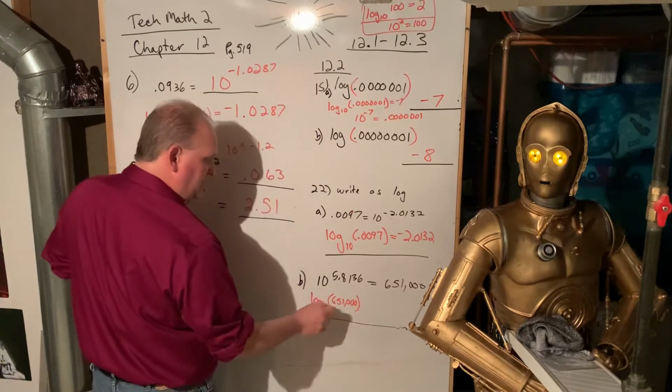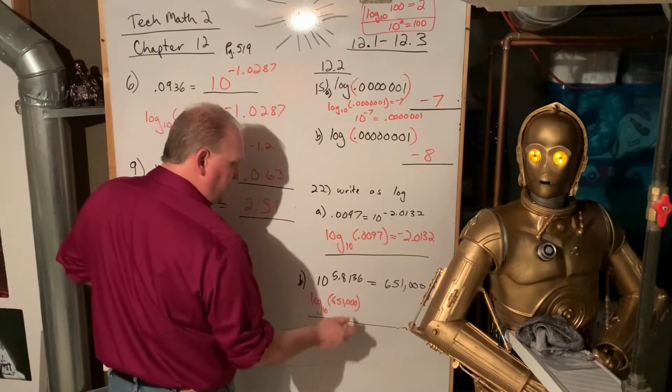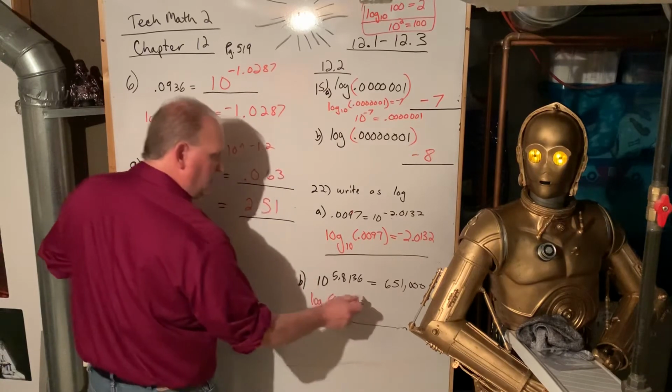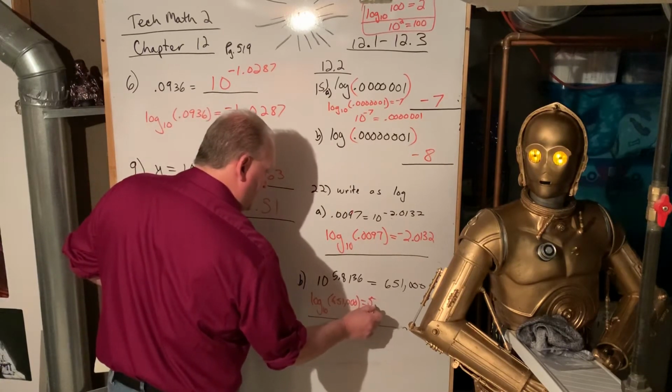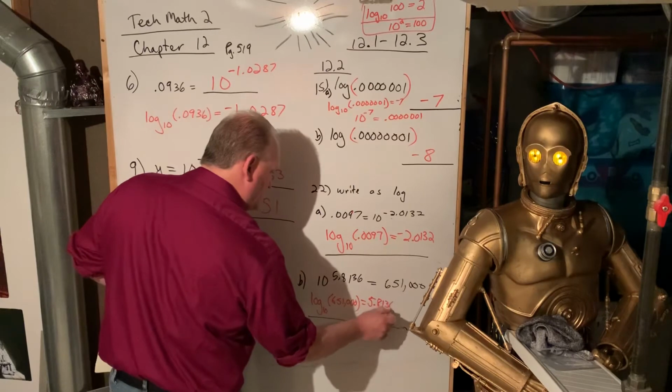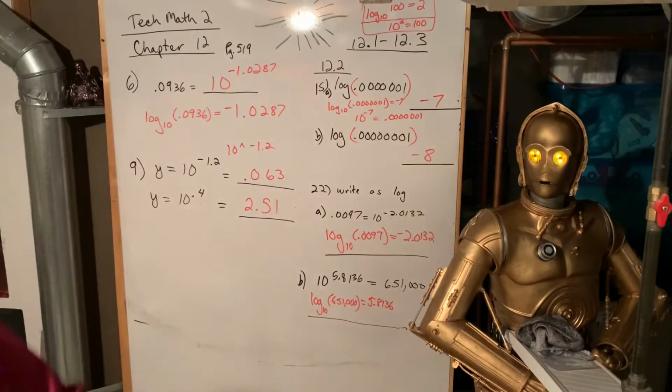So the log base 10 of 651,000 would equal almost 6, 5.8136. So not quite to the 6th power. Okie dokie. All right, well, that is 12.1 and 12.2.